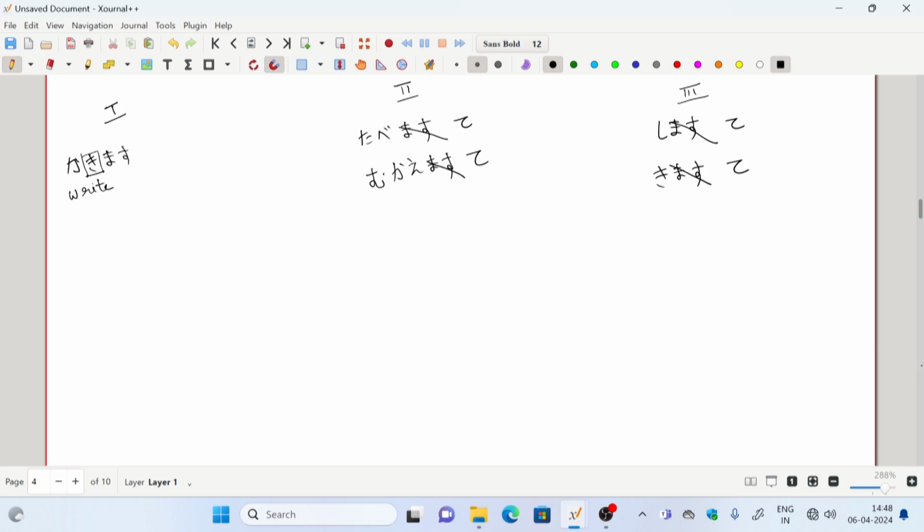Next is kaimas, which means to buy. Tachimasu, which means to stand. Kaerimasu, which means to return.